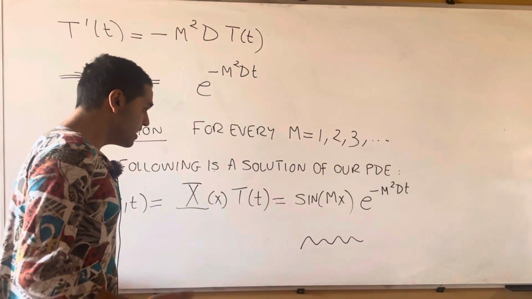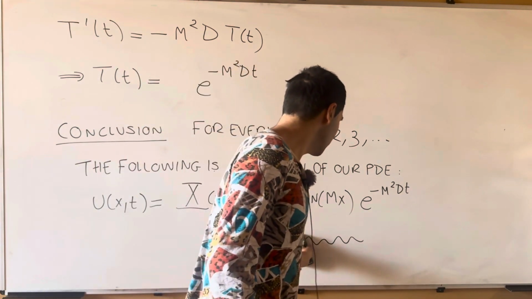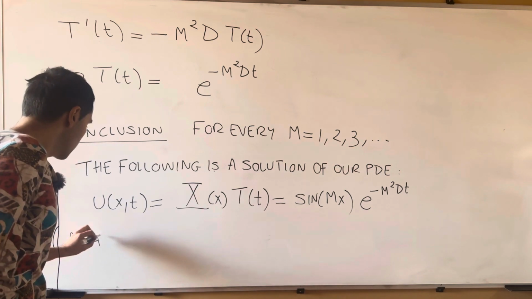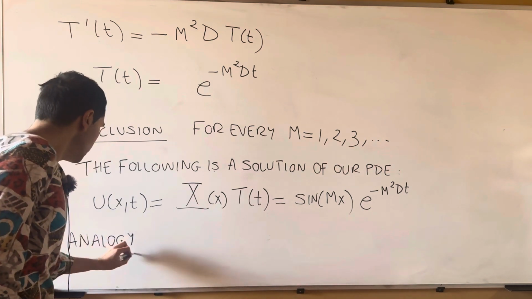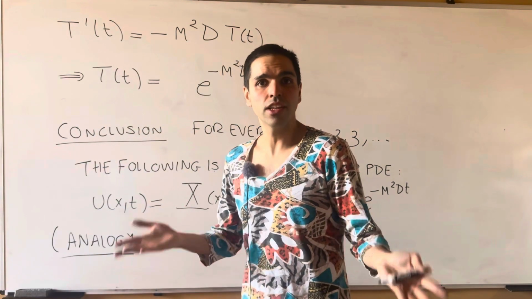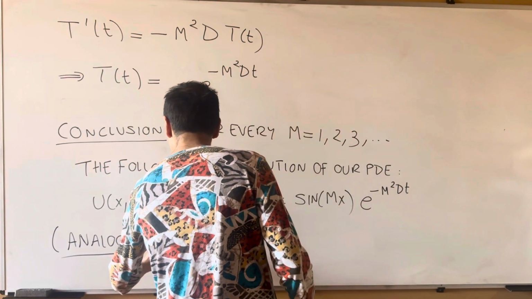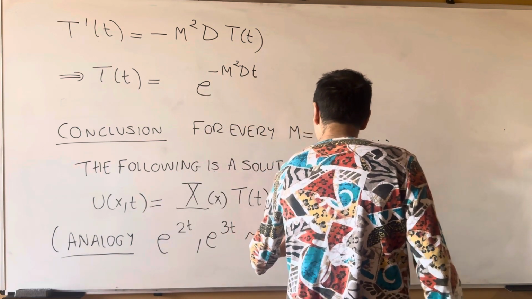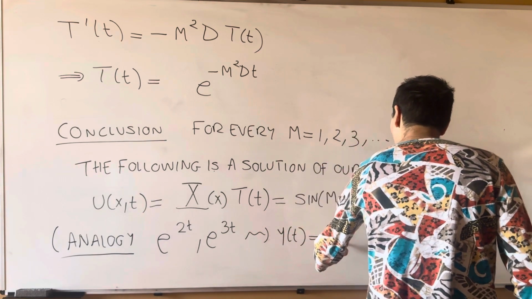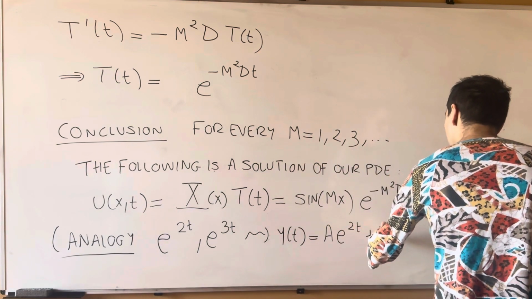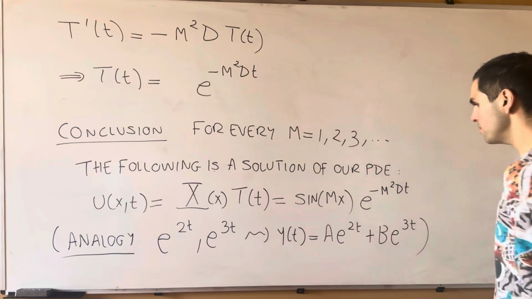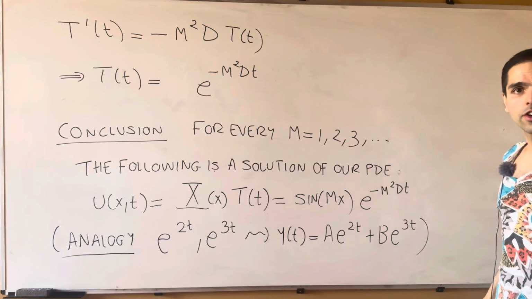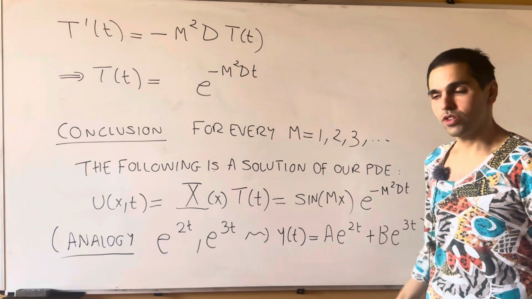Now, the next thing we want to do is take linear combinations, and really in terms of analogies, you can think of it as follows. It's the same thing in ODEs, where you start with building blocks e to the 2t and e to the 3t and take linear combinations to find our solution a e to the 2t plus b e to the 3t. So once again, taking those as building blocks, we will now take linear combinations to find our general solution.